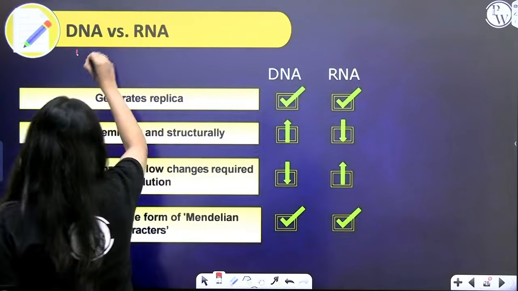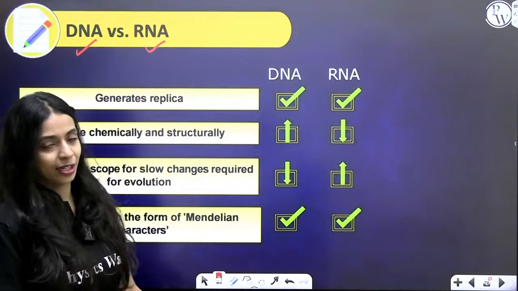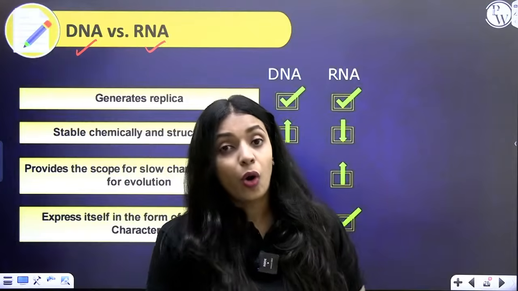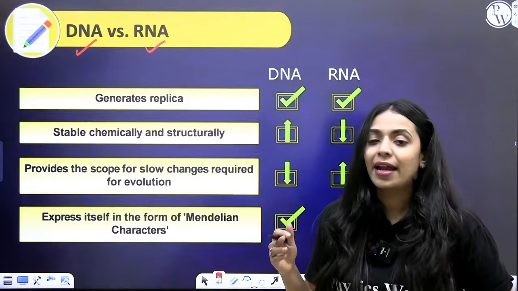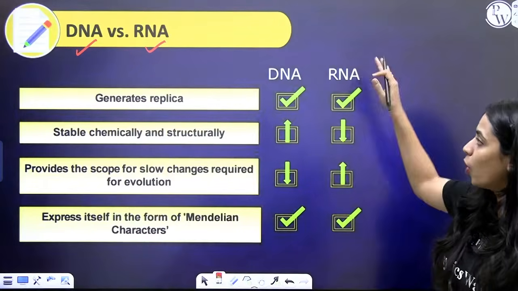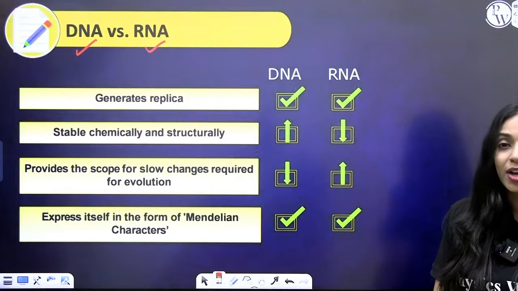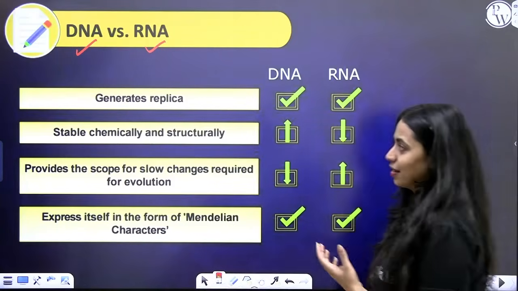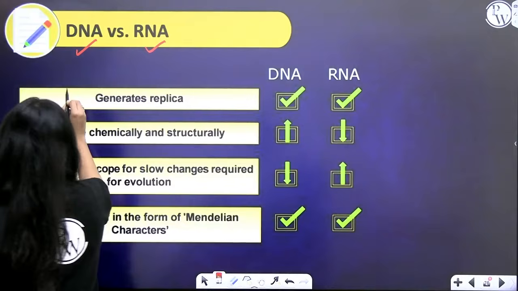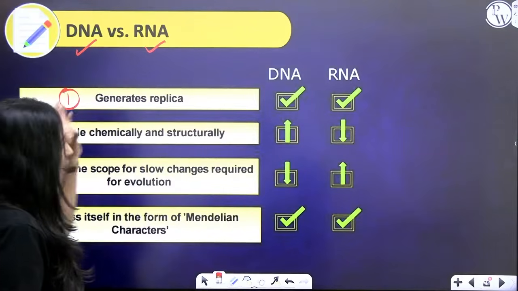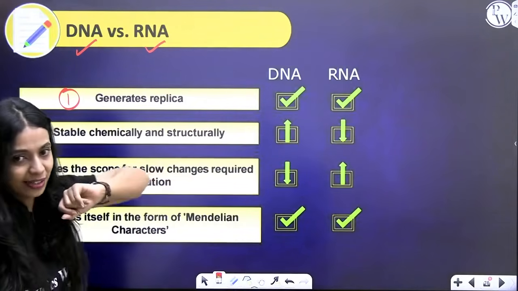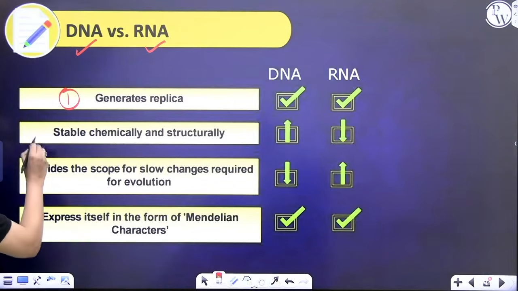Now we have DNA and RNA both as genetic materials. Do DNA and RNA follow all of those criteria? Do they fulfill all of those criteria? Let's understand. Firstly, it should be able to generate its copy. DNA and RNA both have the ability to generate their copies. How exactly it happens, I'll tell you later.